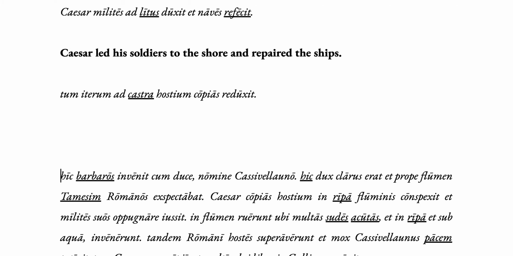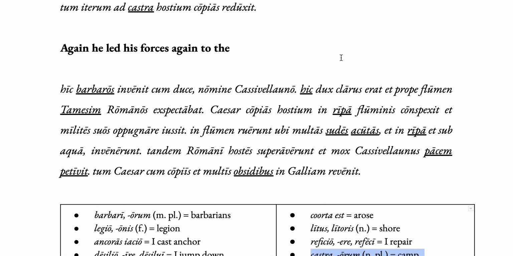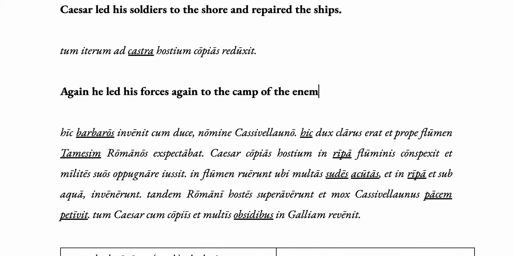Then next sentence, tum iterum. Okay, tum means then. Iterum means again. And then reduxit, it means he led back. Okay, so he led his copias, his forces or troops, and you can tell that that's the object because copias, like puellas, is an accusative plural ending. He led his forces again, iterum, to the castra, and castra is given to you. Here it is, it means camp, the camp of the enemy. So again, hostium genitive plural.